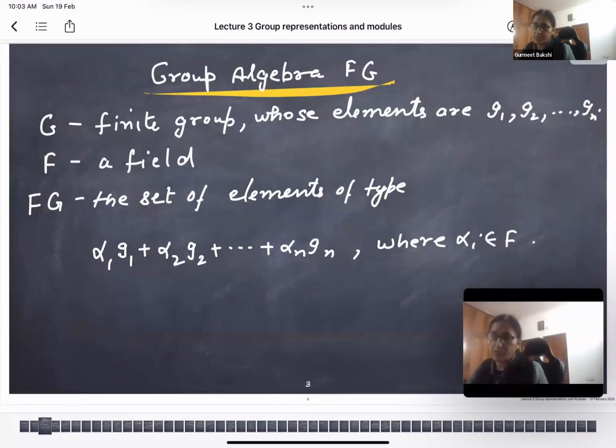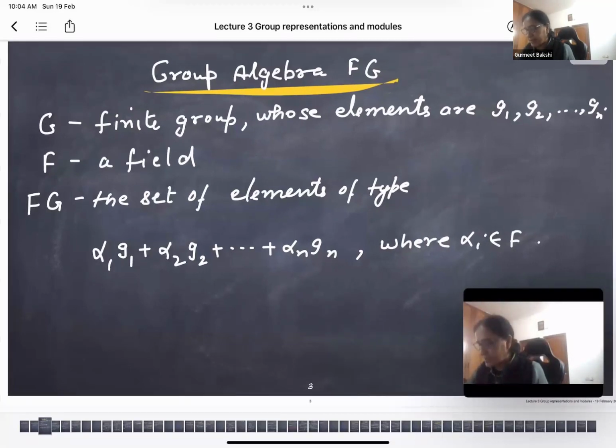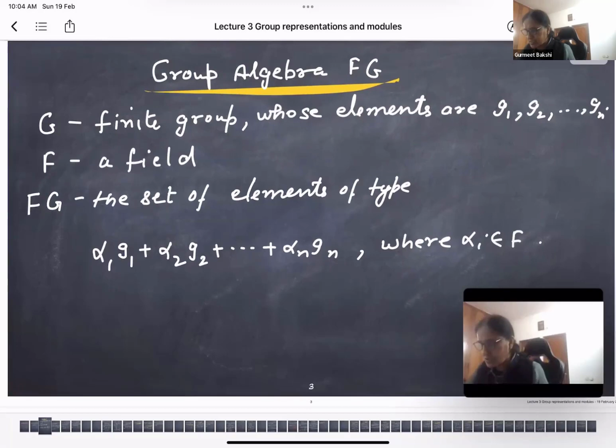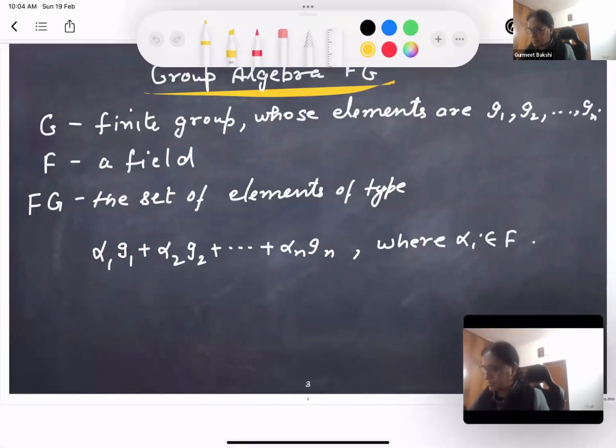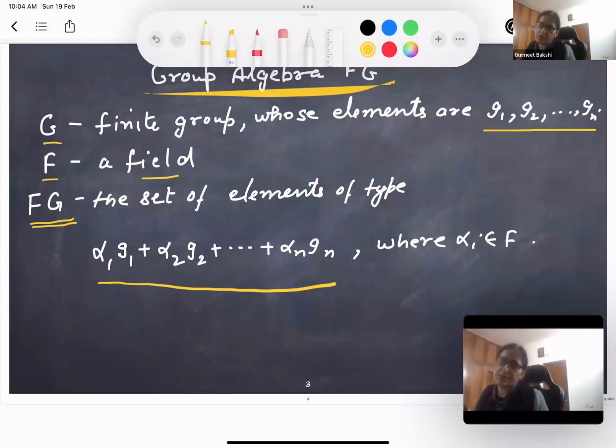So, given a group G and a field F, I've taken a field, although group rings are also defined more generally, but I'll be just concentrating on the field F. So G for me is a finite group, but group rings are defined even for arbitrary groups. I will concentrate on finite groups and representations over fields. So G is a finite group, and the elements of G are listed as, say, g1, g2, ..., gn, and F is a field. Then what is FG? You take formal F-linear combinations of elements of G.